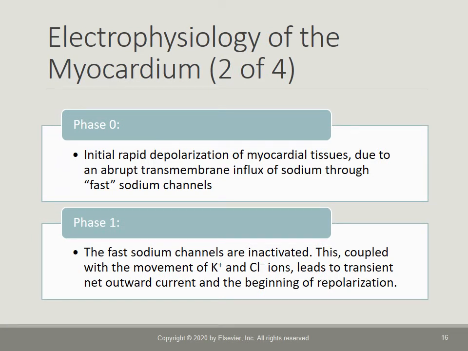Let's talk about the different phases of when this happens. Phase 0 is an initial rapid depolarization of myocardial or heart tissues due to an abrupt transmembrane influx of sodium through fast sodium channels. So sodium rushes in through these fast sodium channels. In phase 1, the fast sodium channels are then inactivated. This, coupled with the movement of potassium and chloride ions, leads to transient net outward current at the beginning of repolarization.